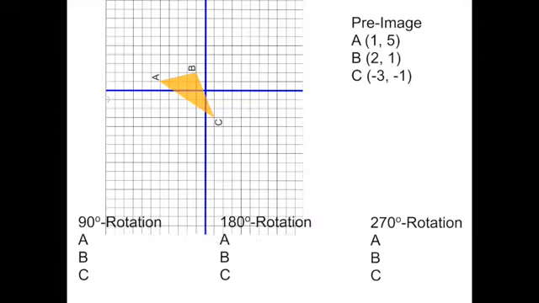Now, let's look at where A is now. Okay, if this is the origin (0, 0), this is now the x-axis, this is now the y-axis, where's point A? Okay, let's look. 1, 2, 3, 4, 5, so that's -5, up 1. So I'm going to write (-5, 1). Where's B? -1, up 2. Where's C? 1 down, 1, 2, 3, so (1, -3).